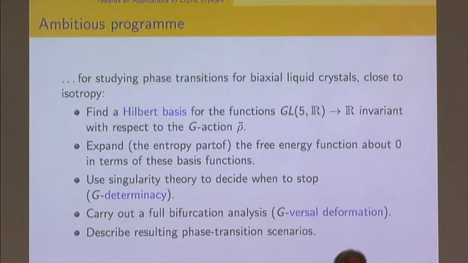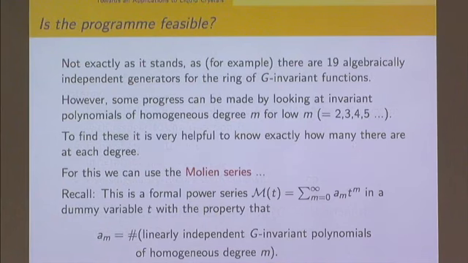And so the program to study this would be: find a Hilbert basis for these functions, expand the free energy, use singularity theory, do a bifurcation analysis, and describe the possible phase transition. So this would be the whole project. The question is, can we do this? We started to compute the Molien series for this action, which is the very first step, so that we know how many functions we have to deal with and so on.